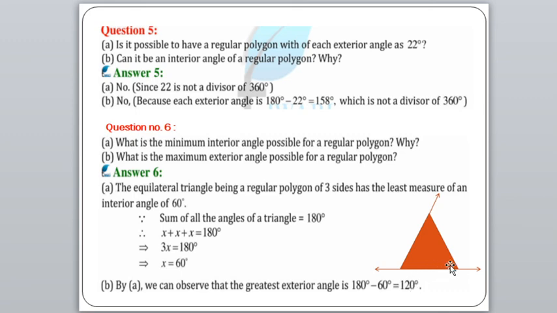So if the interior angle is 60 degrees, then the exterior angle will be 120 degrees, because it is a straight angle, and by using the linear pair we find that interior angle plus exterior angle equals 180 degrees. So 180 minus 60 equals 120 degrees. And if the interior is the smallest angle, which is 60 degrees, then the exterior greatest angle obviously will be 120 degrees.